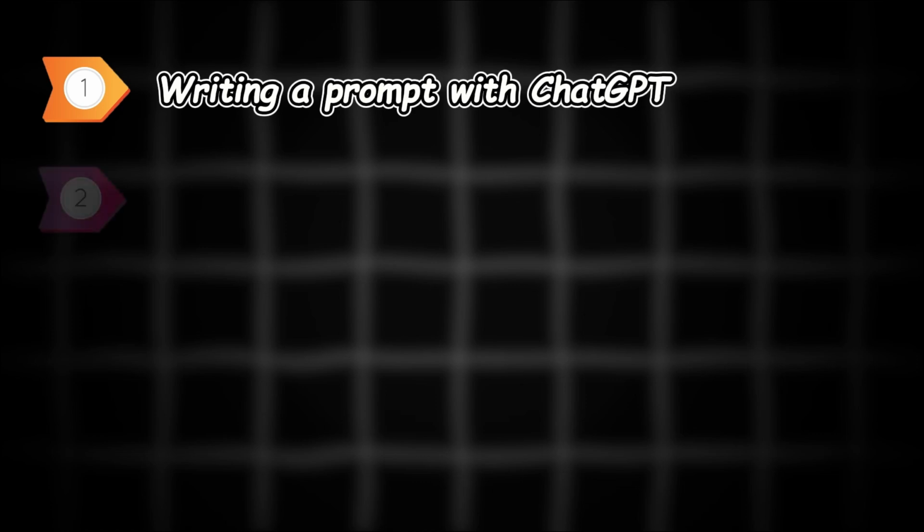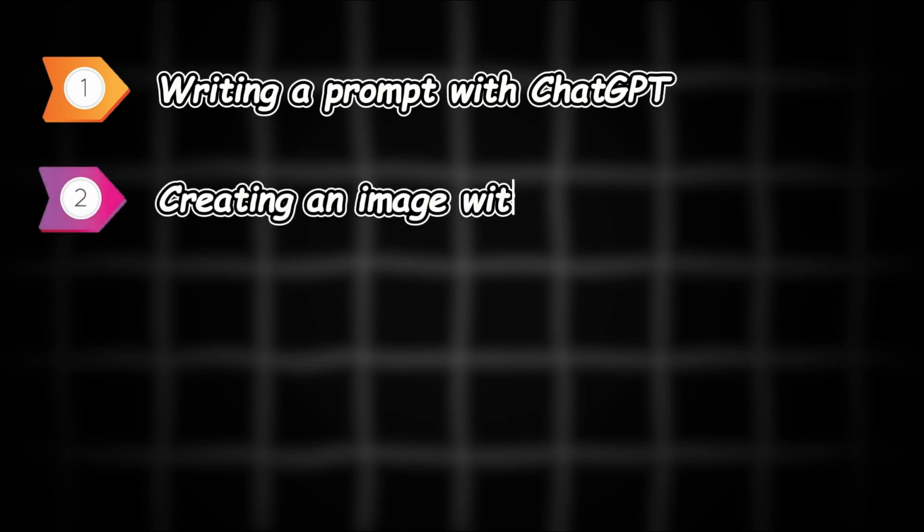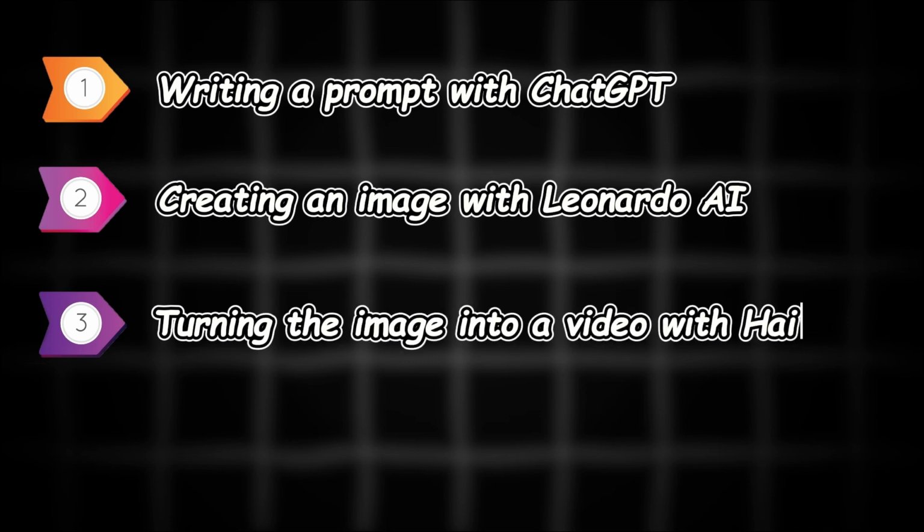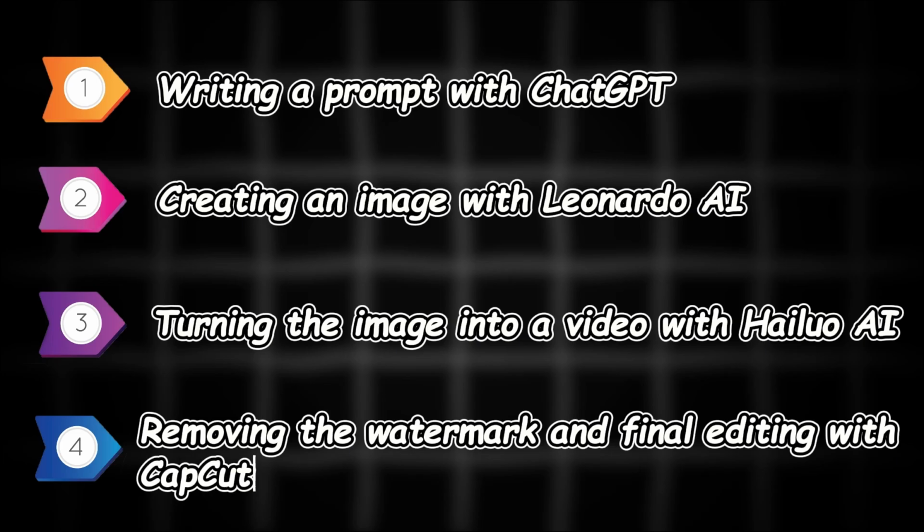So, what makes this style of videos so popular? And how can we also create such clips and get tons of views? You're just 4 steps away from creating a viral video. Step 1. Writing a prompt with ChatGPT. Step 2. Creating an image with Leonardo AI. Step 3. Turning the image into a video with Hailuo AI. Step 4. Removing the watermark and final editing with CapCut.